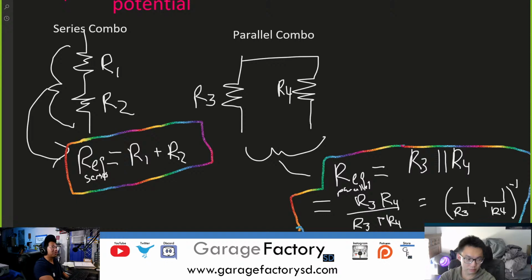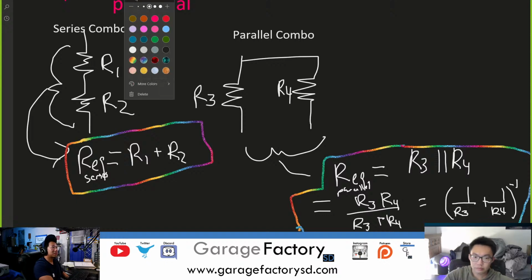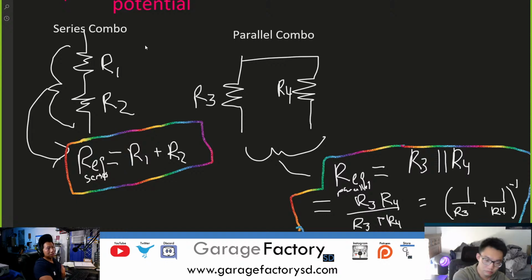Okay, now let's take what we've learned so far and dive deeper into this. So if you have voltage at this node, you've got current flowing through these resistors.